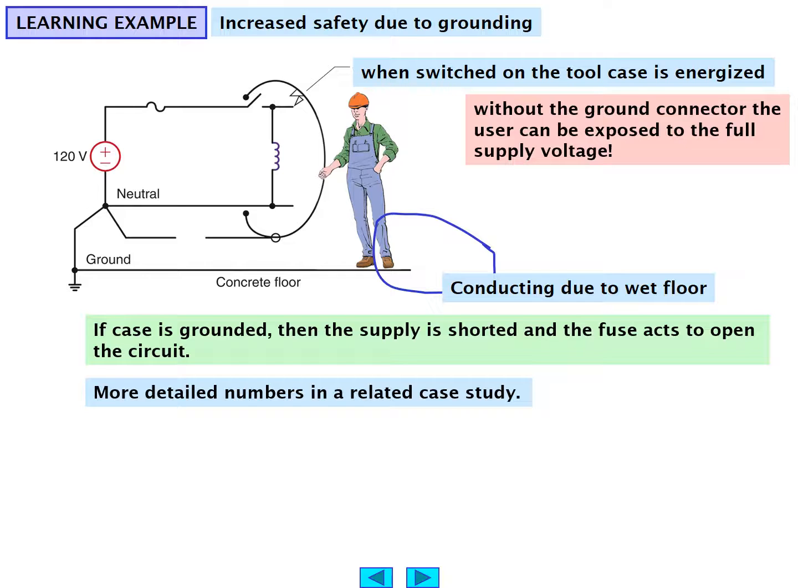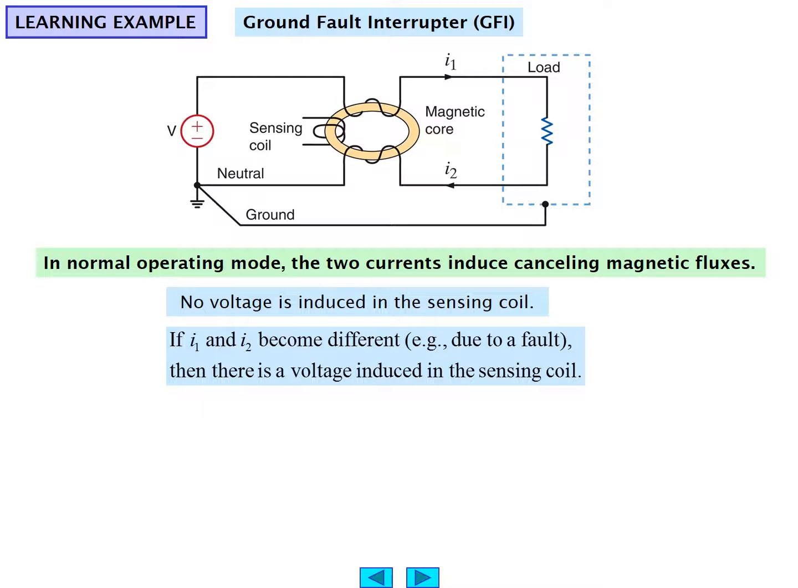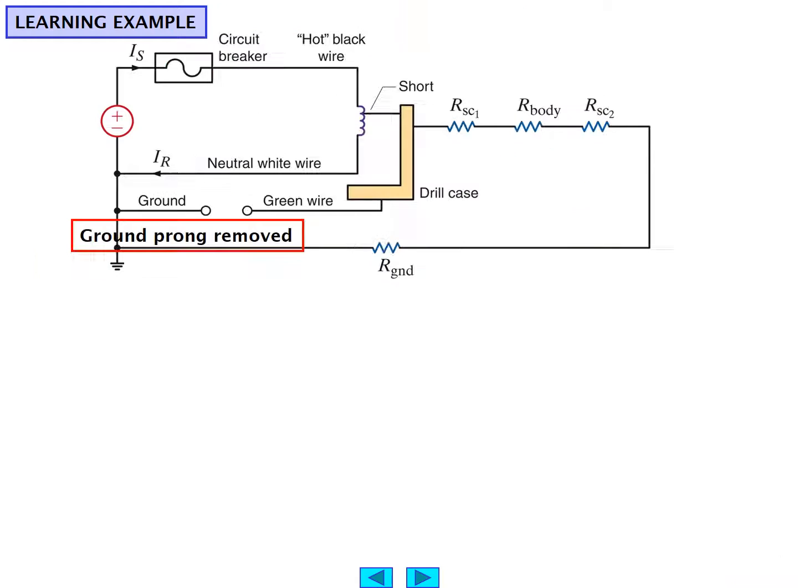We could do more detailed numbers if we take a look at a related case study. A ground fault interrupter, which appears in many industrial and residential environments, hopefully provides some degree of protection. It's called the GFI. In normal operating mode, two currents induce canceling magnetic fluxes as a result. No voltage is induced in the sensing coil, and if I1 and I2 become different due to a fault in the load, then there's a voltage induced into the sensing coil, and the sensing coil essentially interrupts the circuit. That's why it's called a ground fault interrupter.